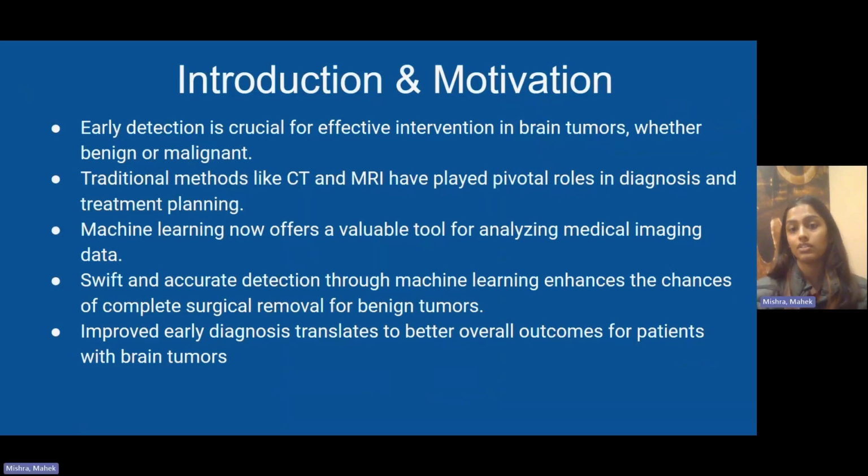And now that machine learning offers a valuable tool for analyzing medical image data, ML algorithms can effectively and accurately detect these tumors and do it at a much faster pace, therefore improving the outcome for patients with brain tumors.